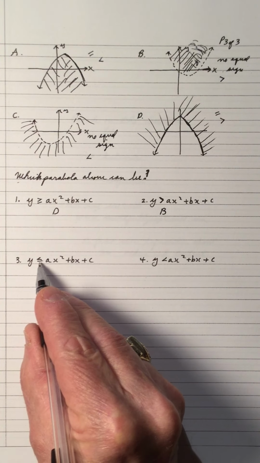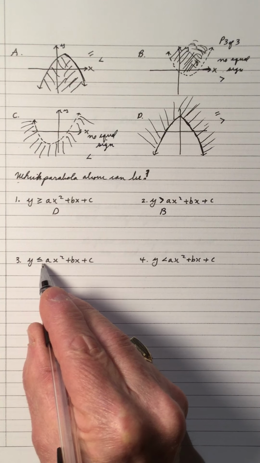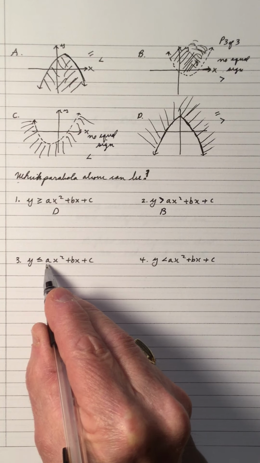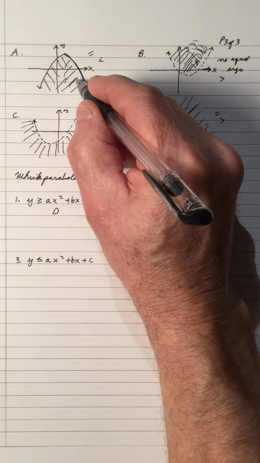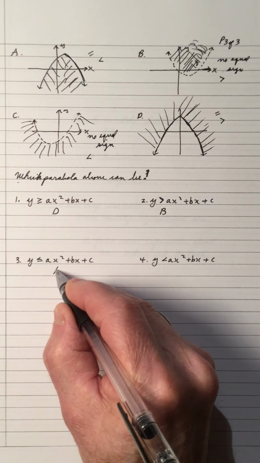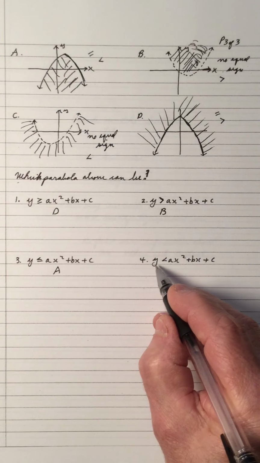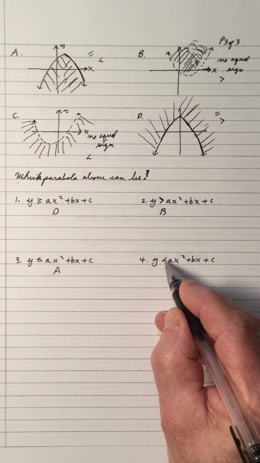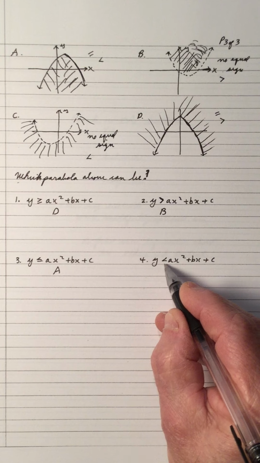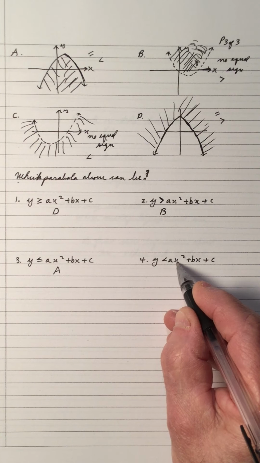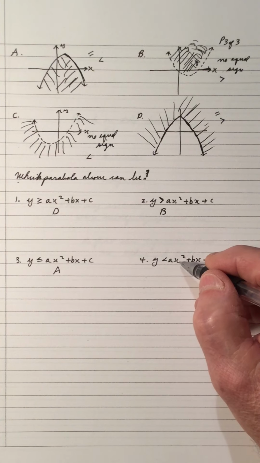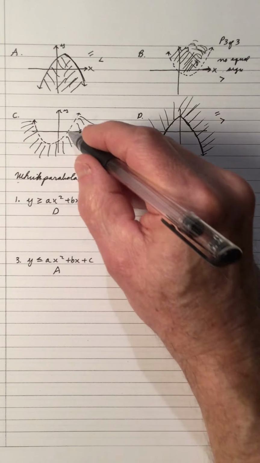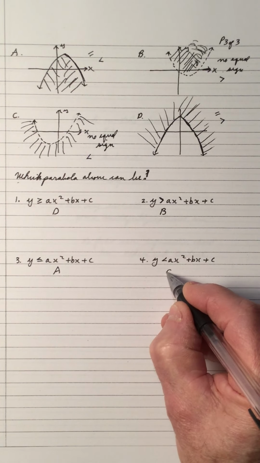And this one is less than or equal to, so the boundary line is solid, but shaded below, so it's A. And this one is shaded below with no equal sign, so the boundary line is broken. So the boundary line is broken, which is this one, and it's shaded below, less than. So number 4 is C.